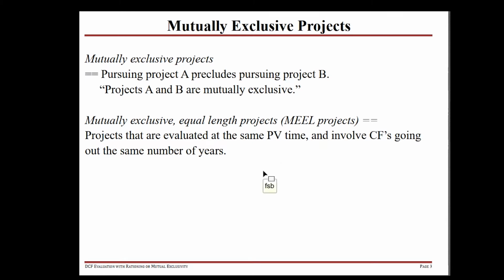These are projects that start at the same time, so they have the same T0, and they go out to the same final time. So in other words, their final cash flow occurs at the same time: 3 years, 2.75 years, 5.4 years, that type of thing. So that's all you need, same beginning time and final cash flow at the same endpoint time. What happens in between can be very different.